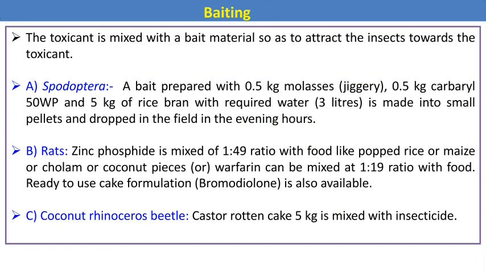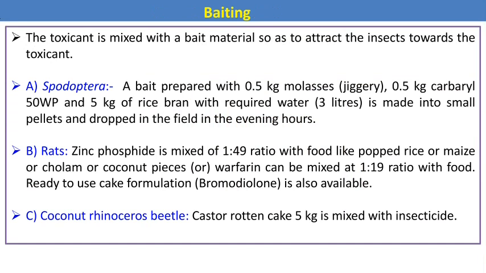Next, baiting. We can prepare a poison bait to attract the different moths and caterpillars in Lepidoptera especially. The toxicant is mixed with a bait material so as to attract the insects toward the toxicants. We can prepare the poison bait for Spodoptera. Spodoptera is nothing but one of the polyphagous pests. A bait prepared with 0.5 kg molasses, 0.5 kg carbaryl 50 WP, and 5 kg of rice bran with required water is made into small pellets and dropped in the fields in the evening hours.